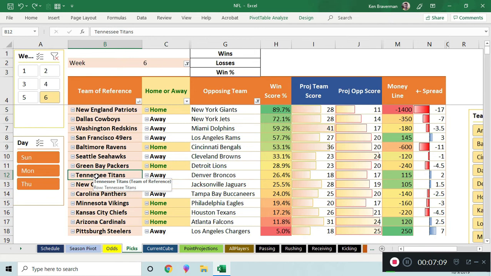Tennessee and Denver. Denver gets a win last week. Super duper close game. Wow. Too bad you only got a 2-point spread. But Tennessee is a dog, but this is in Denver. Yuck. I don't like that game at all.